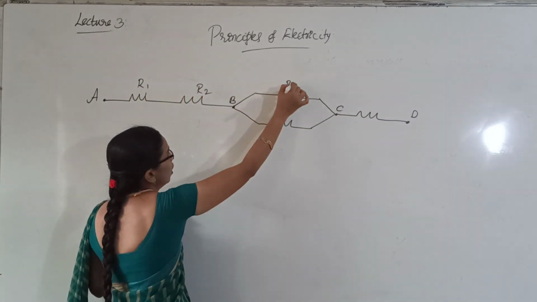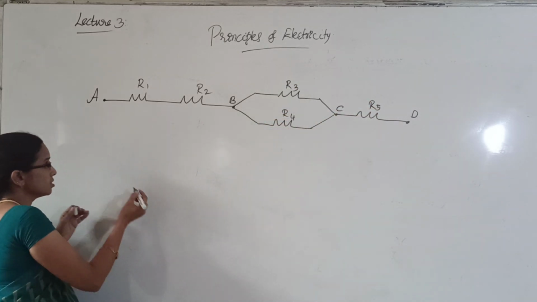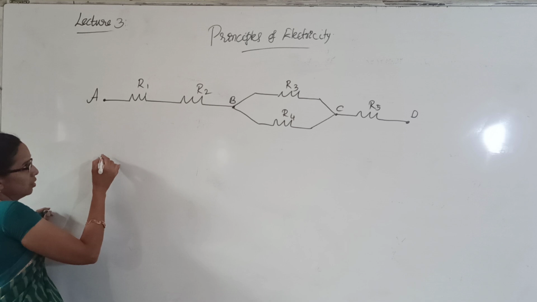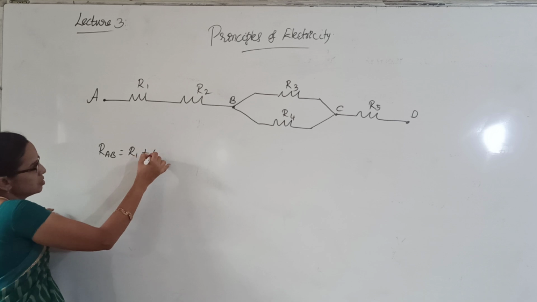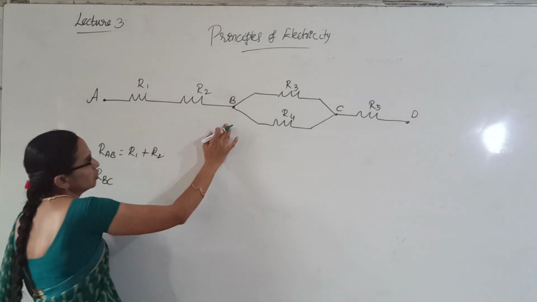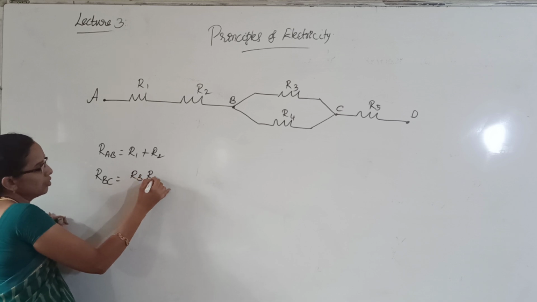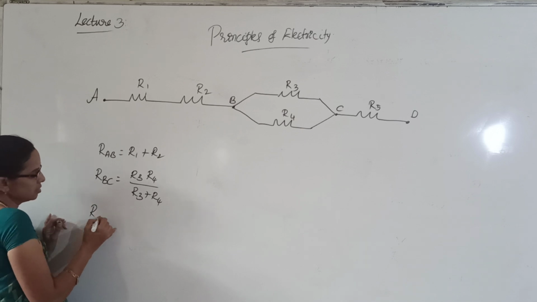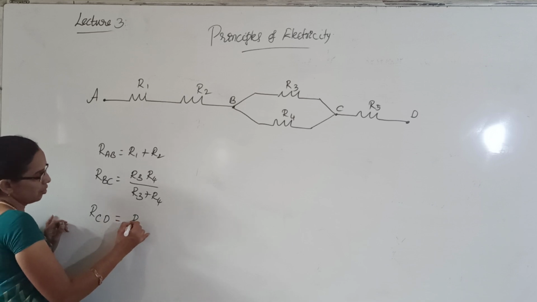R1, R2, R3, R4 and R5. How to simplify this? These two are in series. Therefore, effective resistance RAB is equal to R1 plus R2. RBC, the resistance between B and C points, is equal to R3 R4 divided by R3 plus R4, and the effective value of resistance RCD is R5.